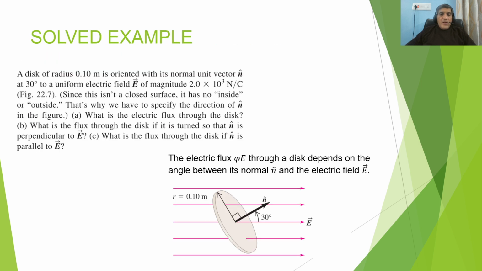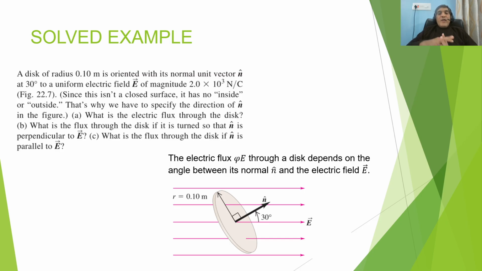So here is another solved example. First, I will read very carefully each and every word. After that, we will discuss the answer. A disk of radius 0.10 meter is oriented with its normal unit vector n at 30 degrees to a uniform electric field E.